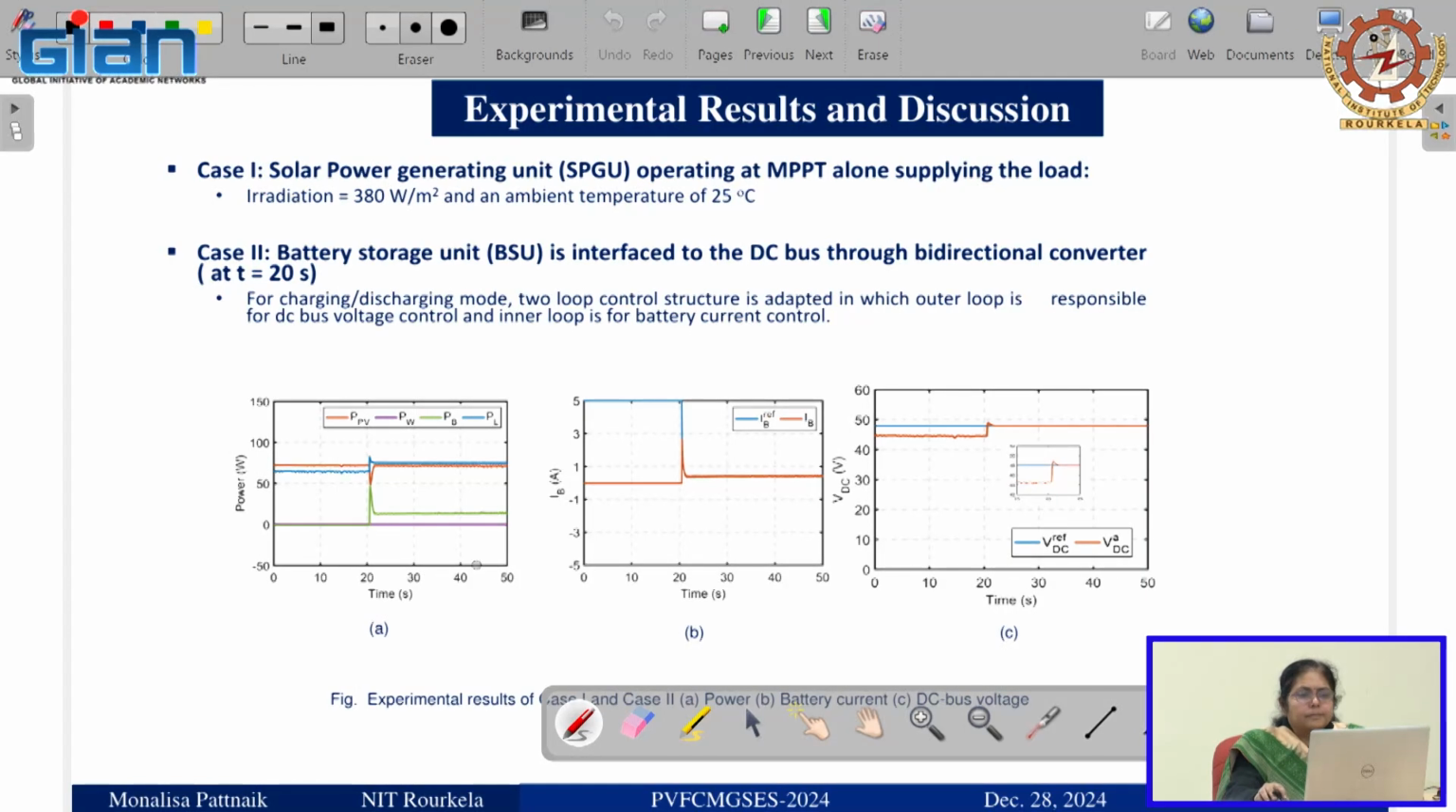Here, initially in case 1, at the standard STC condition, the irradiation is 380 watt per meter square, and only the PV is operating. Then you have added the battery. Till the PV is operating alone, the bus voltage is not constant, it is only operating at MPP. When you introduce the battery, it regulates the bus voltage at 48 volt.